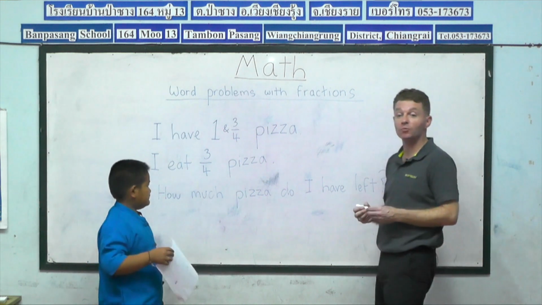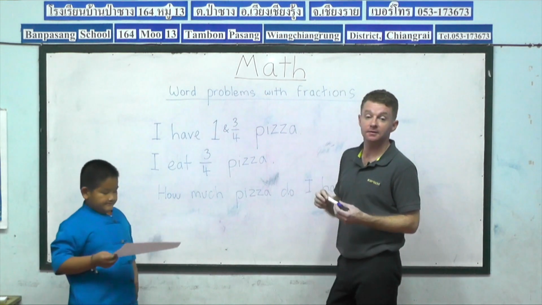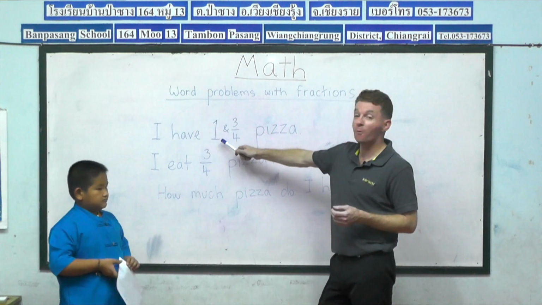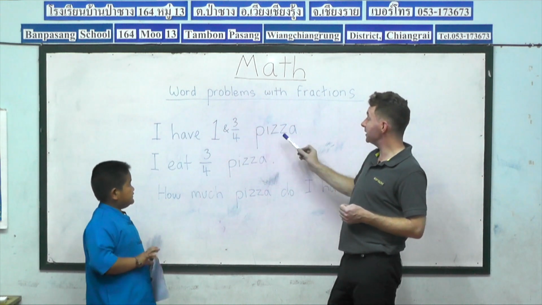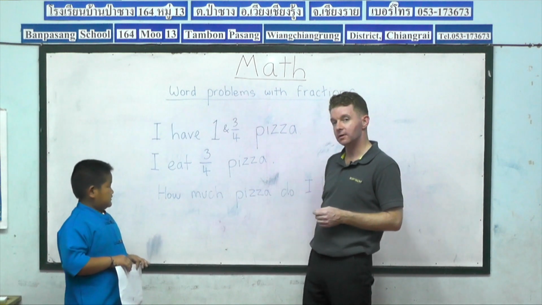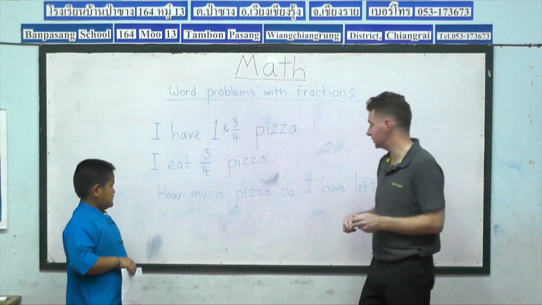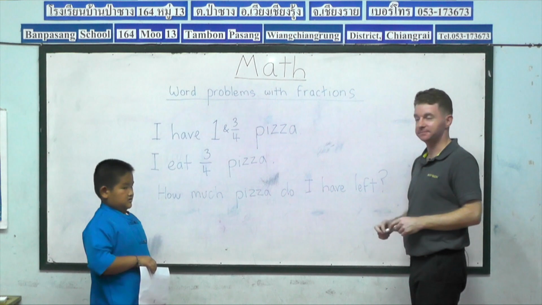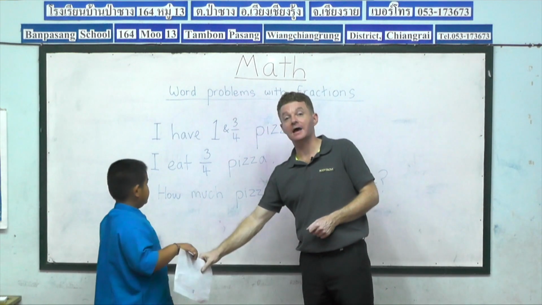So let's read Net's word problem all together, guys. I have 1 3/4 pizza. I eat 3/4 pizza. How much pizza do I have left? Okay, Net, this is excellent. So now, Net will demonstrate how to answer.